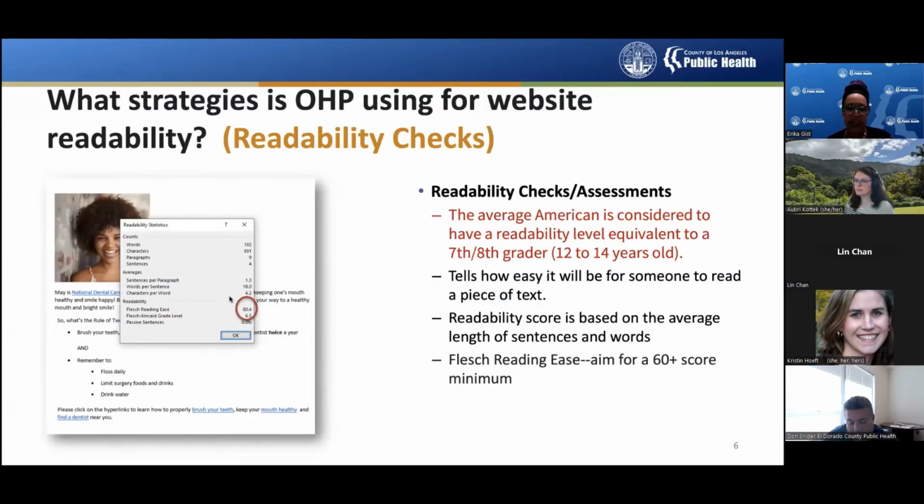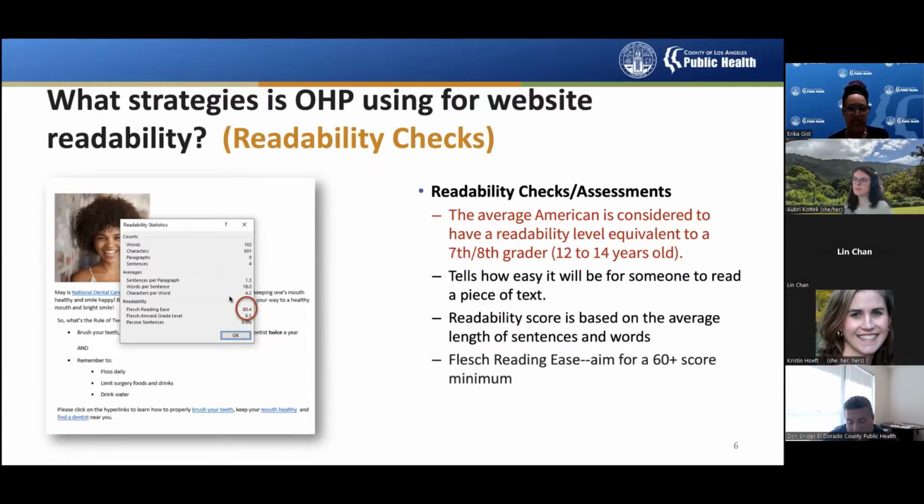So what strategies is OHP using to make our website more readable? And this is basically, again, coming from my perspective as a health educator. But we use tools like readability checks and assessments. I personally use Microsoft Word's readability program on most occasions.